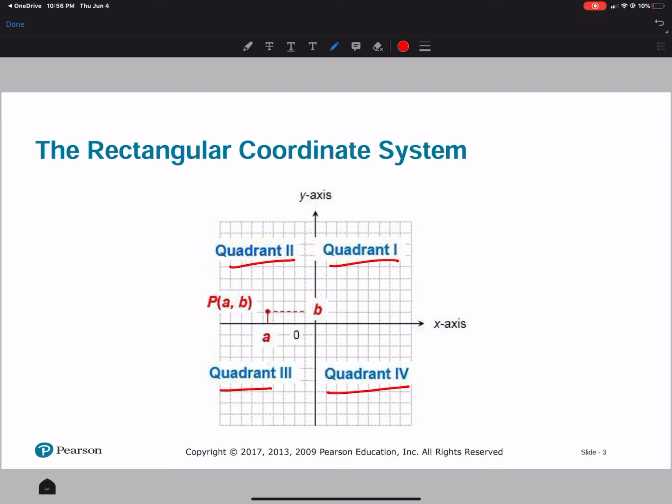Now, let's say we have point (A, B). A comes first, so it's like x, y. Anytime you plot a point, you have to put x, then y. So you go from (0, 0) to your horizontal coordinate, and then go up or down to your B. You're going left or right on your x-axis, and up and down on your y-axis.